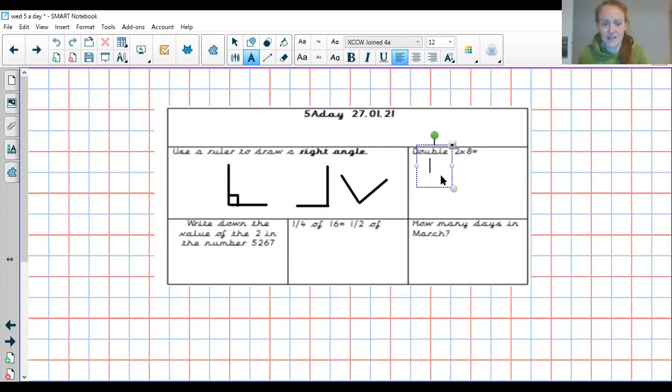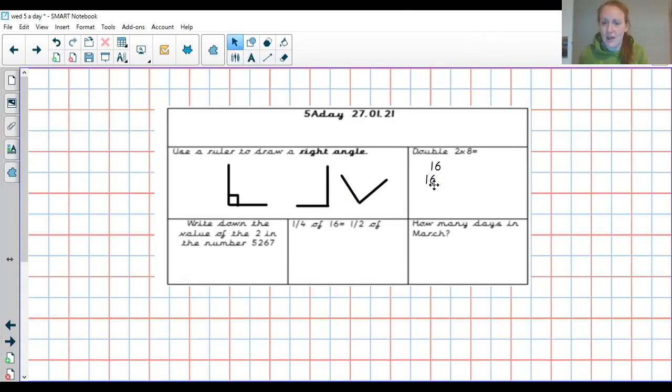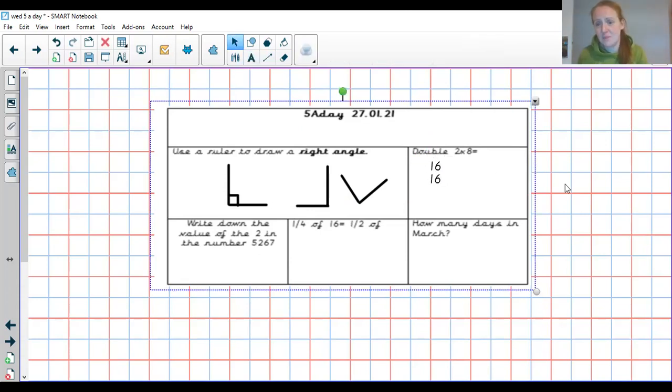So we've got the answer 16, but I don't want to know what the answer to 2 times 8 is. I want to know double that. So what is double 16? Now you could put another 16 underneath it and do it as an addition sum. You may have done that, or you may partition 16 twice.